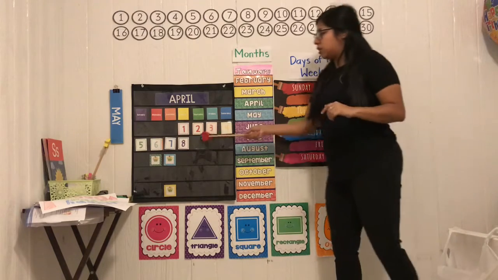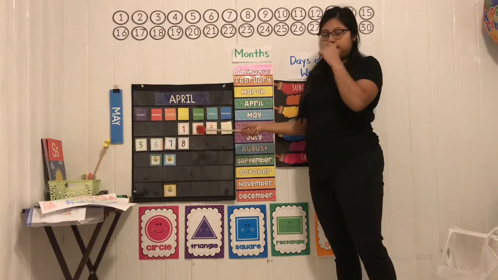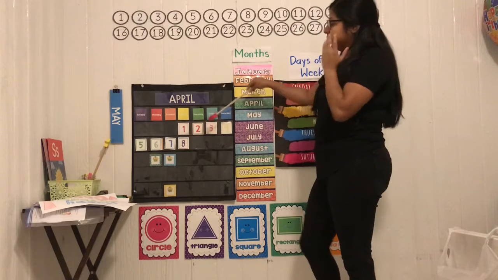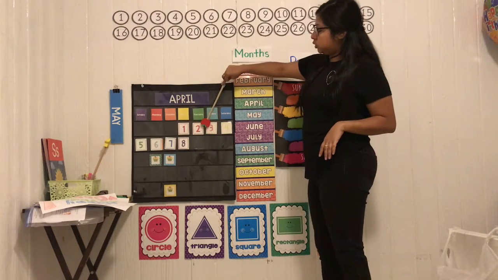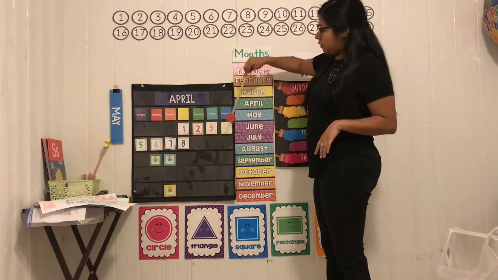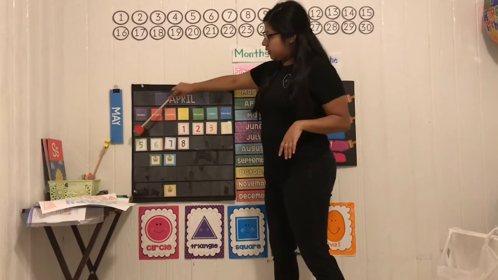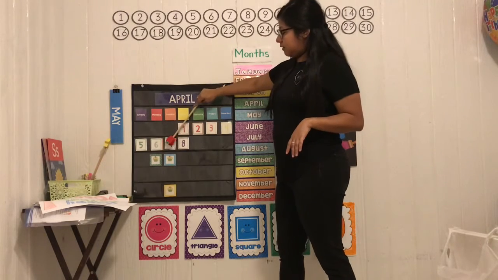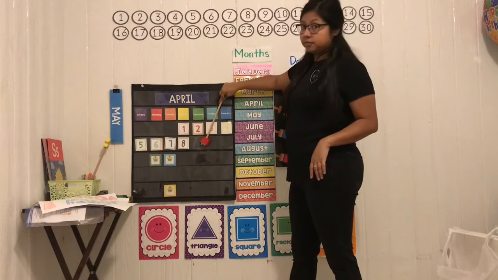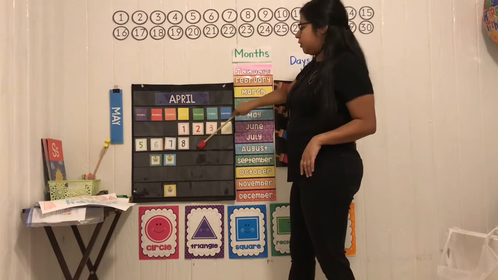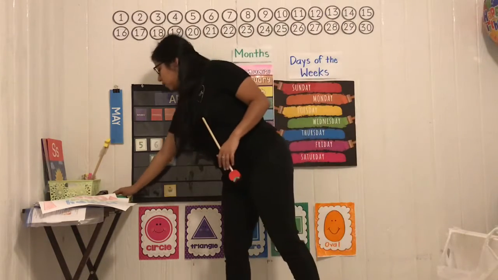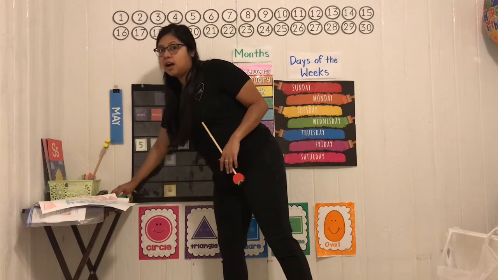So now let's find out what number we have to put under Thursday. Count with me so we can find the number. 1, 2, 3, 4, 5, 6, 7, 8, 9. Looking for number 9. Let's see if we can find it. Hopefully it does not hide today.